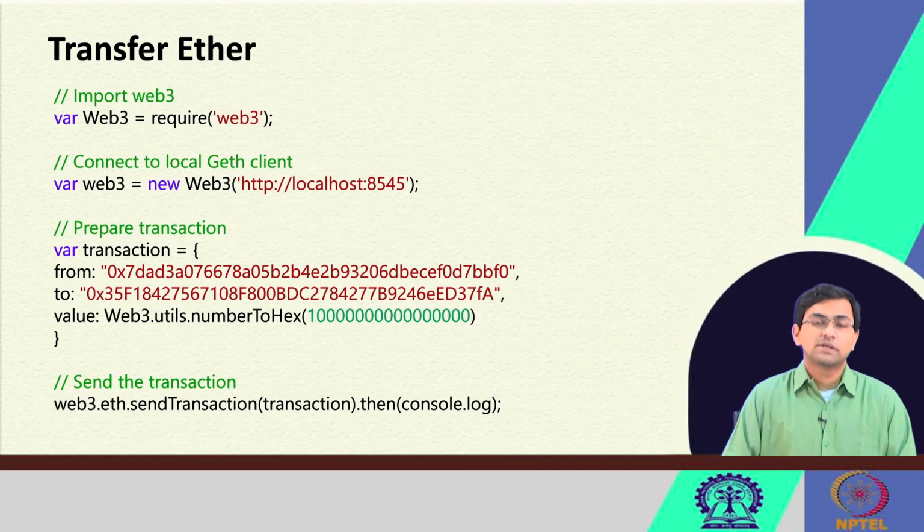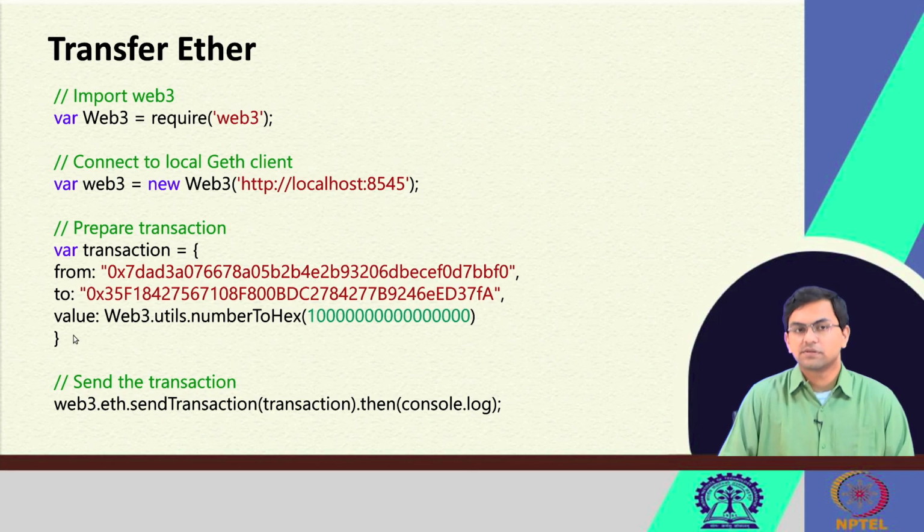Okay. So, to define a transaction, we can actually define a JavaScript object like this. To prepare a transaction, we will be defining a variable called transaction, which will be an object, and this variable will have these particular members. So, we have a from, to and value, just like the JSON payload parameters that we were using to execute the transaction using the post request.